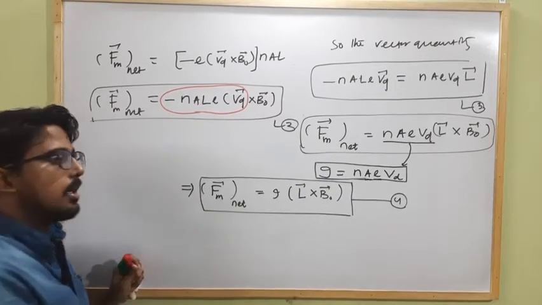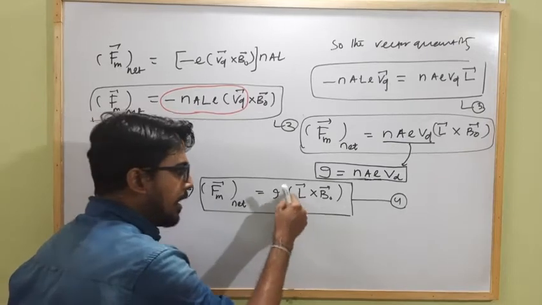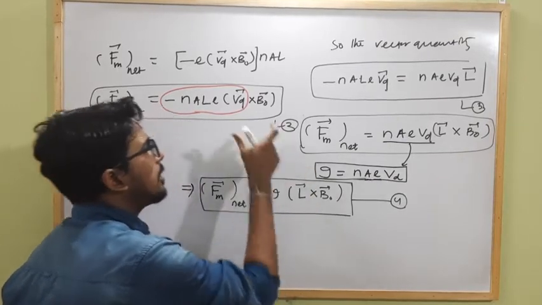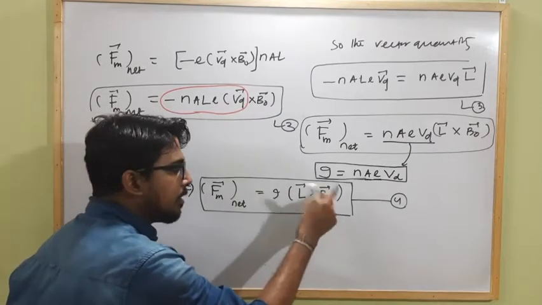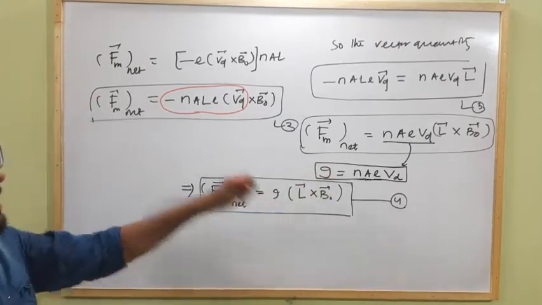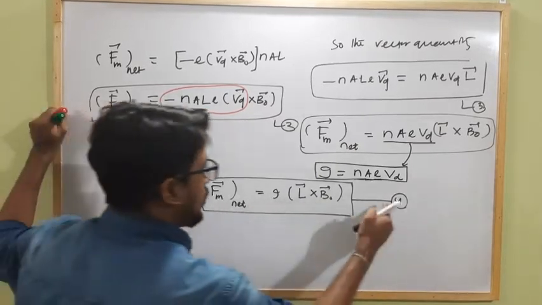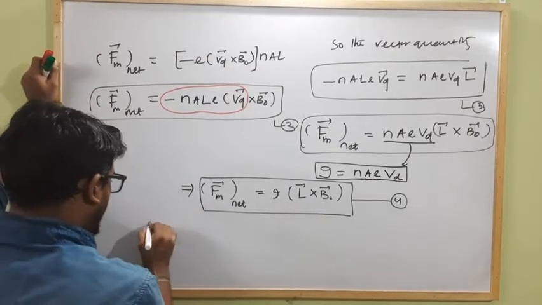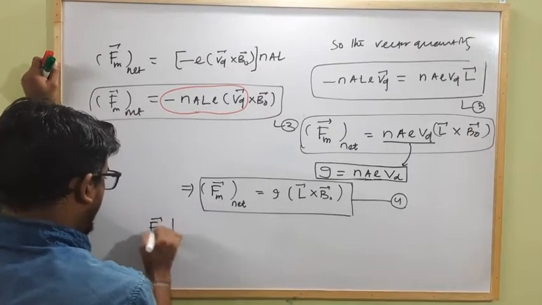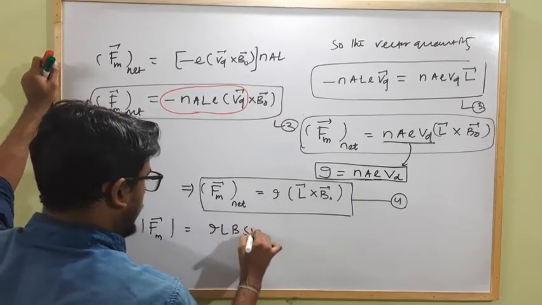external magnetic field, where I is the current flowing through the conductor, L is the displacement vector or length vector of the length element of the conductor, and B naught is the magnetic field strength of the external magnetic field. Okay, so this is in vector form. If we write it in scalar form, the magnitude of Fm vector will be I L B sin theta.